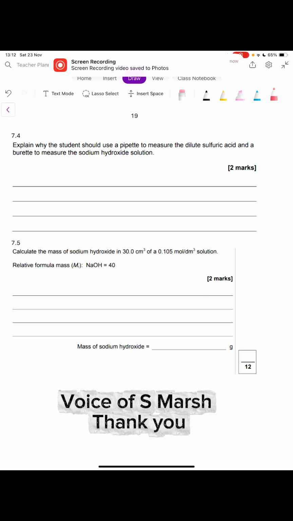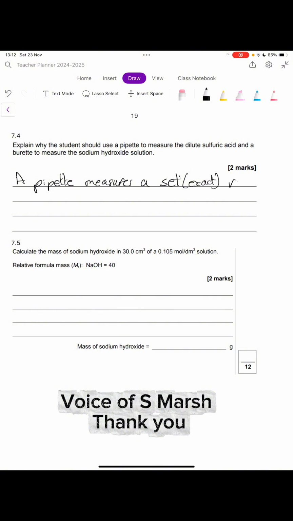Carry on, question 7 for the year 11 mock exam. We're doing 7.4, 7.5. 7.4 caught a lot of people off guard. It's quite a technical answer, this one. It's simply saying a pipette, depending on how you want to explain it, measures a set or exact volume. Or a specific volume could be another way of saying that. It doesn't measure different volumes.